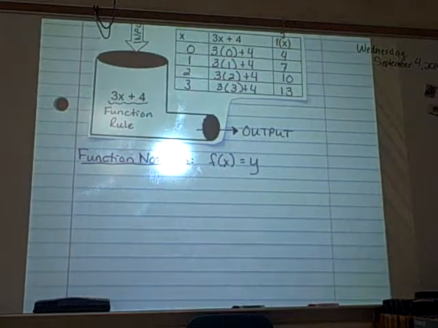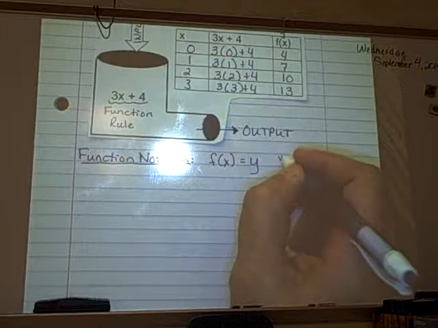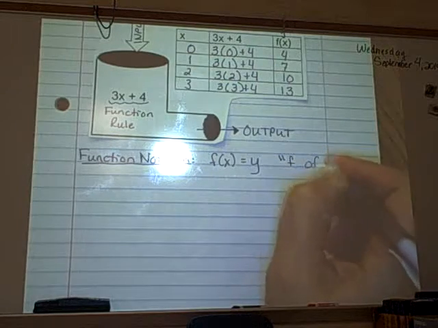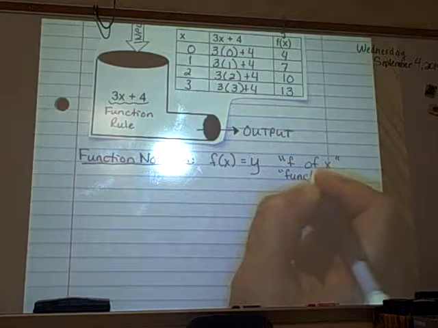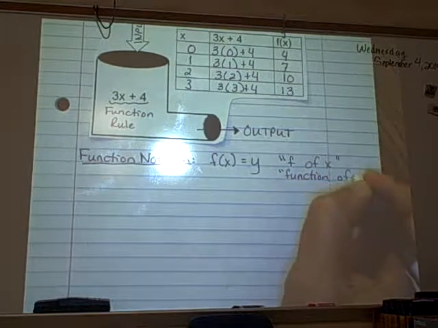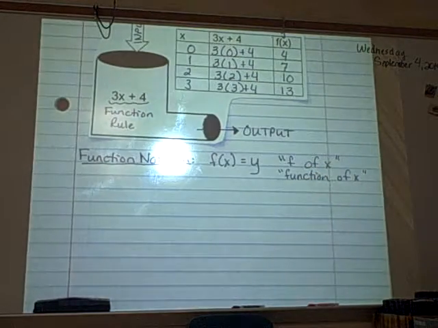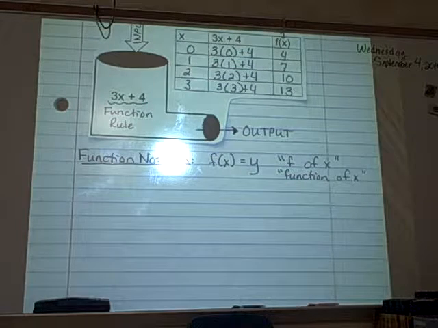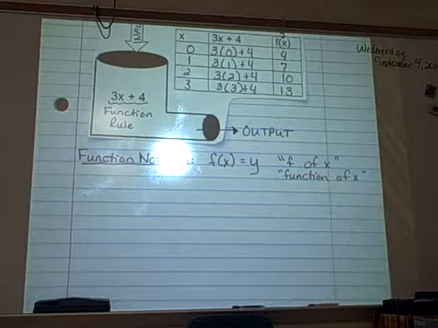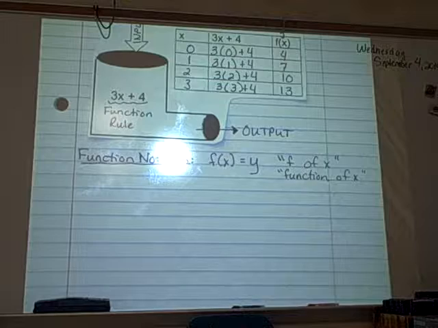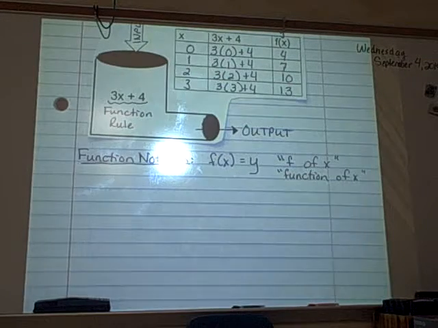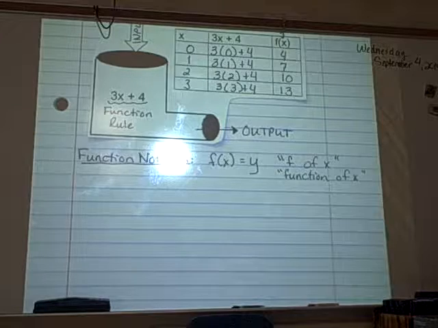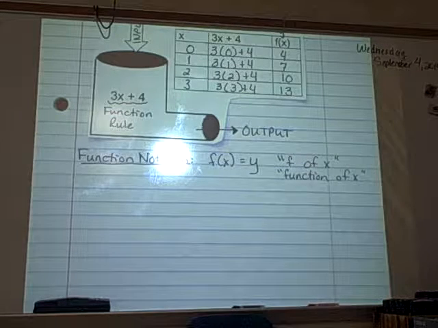And you'll hear teachers say that, like the way I say that is F of X or function of X. All right, F of X or function of X. All it means is something is relying on X. Well, Y always relies on X, so that's why F of X is the same as Y.